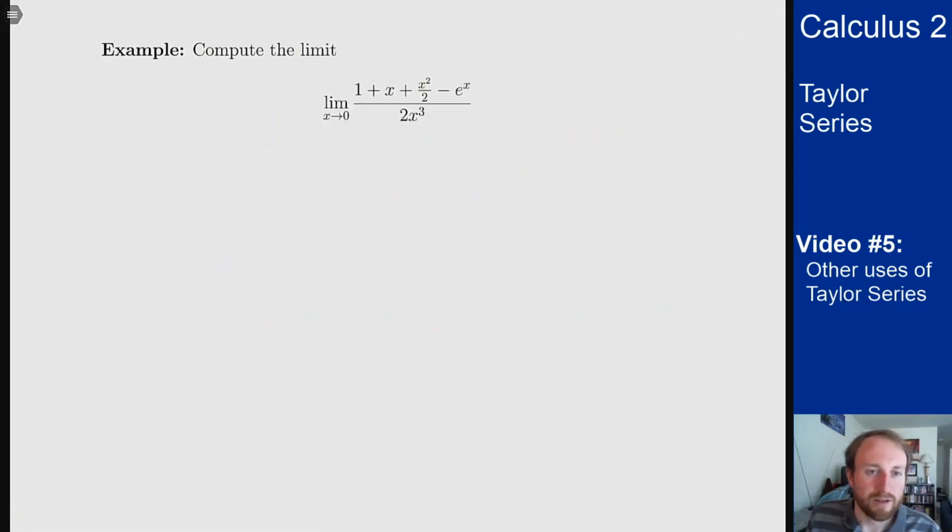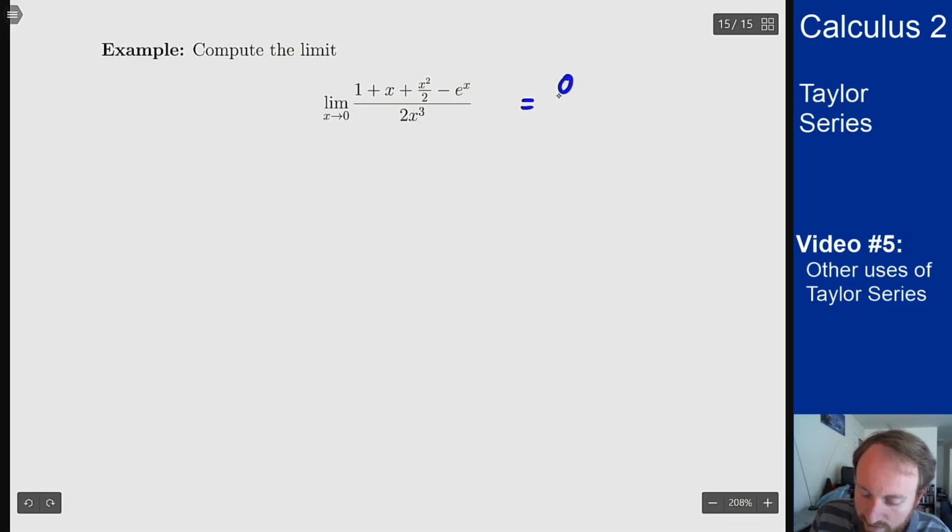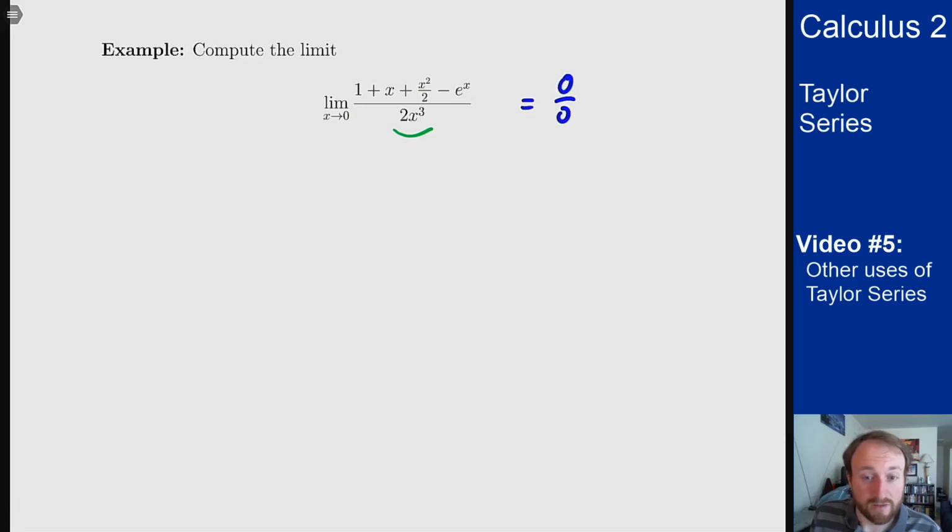Look at the following limit. We have the limit as x goes to 0 of 1 plus x squared over 2 minus e to the x, over 2x cubed. And we see right away if I plug in 0, I get 1 minus 1 is 0 over 0. So I can go into L'Hopital and go from there. But since I see this 2x cubed on the bottom, it's going to take me 3 iterations of this process to get to an actual answer here. What can I do instead?